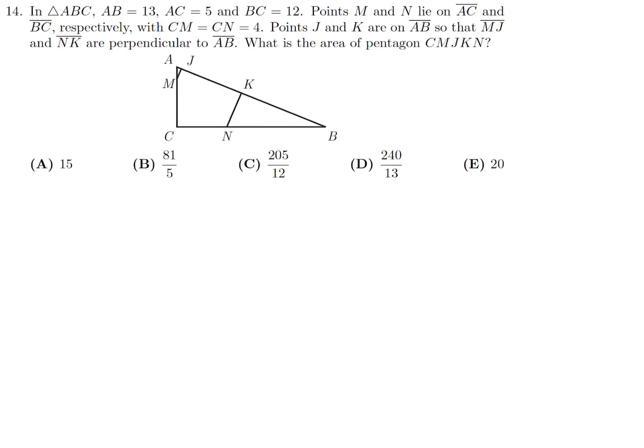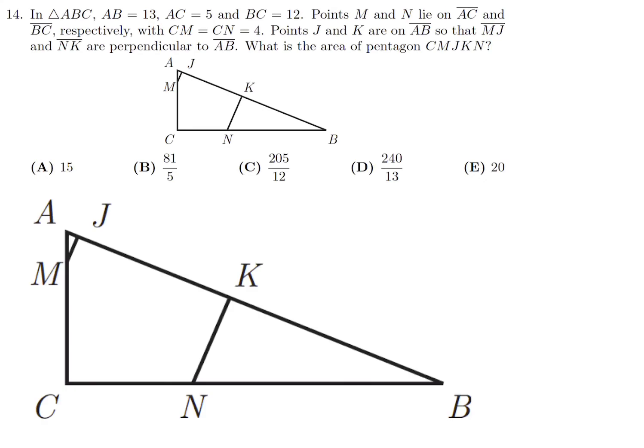In triangle ABC, AB is 13, AC is 5, BC is 12. Points M and N lie on AC and BC respectively, with CM and CN equal to 4. Points J and K are on AB, so that MJ and NK are perpendicular to AB. What is the area of the pentagon CMJKN?